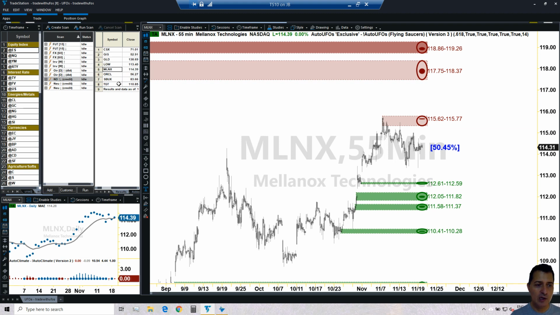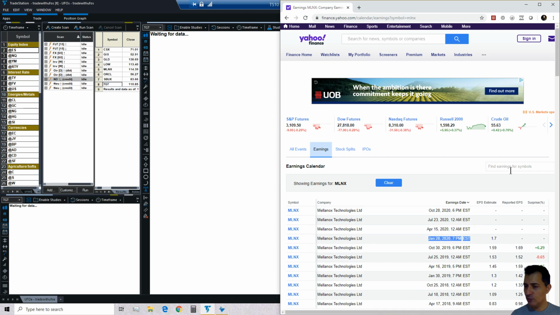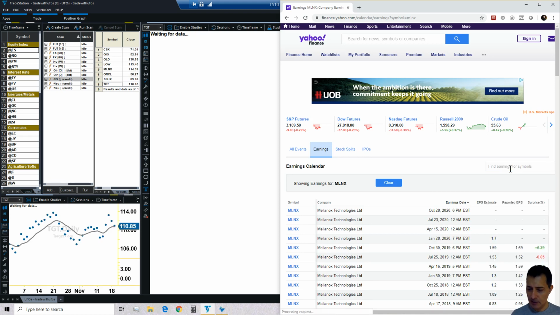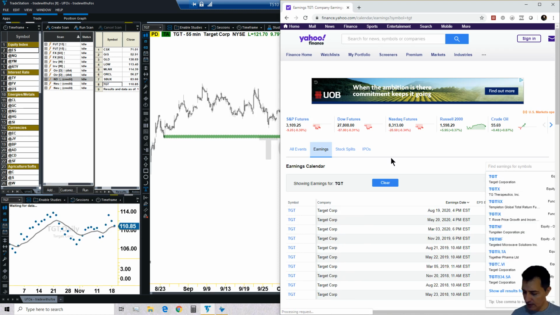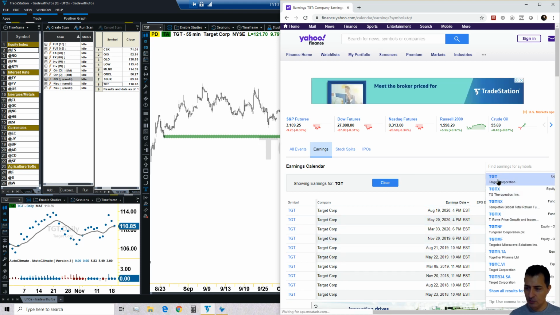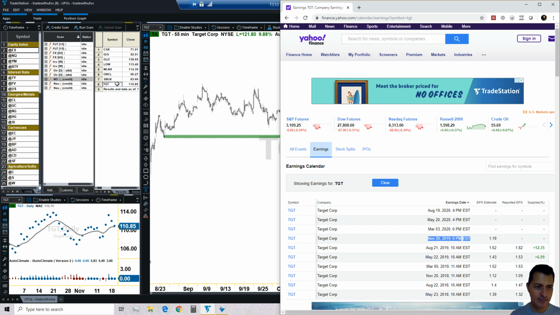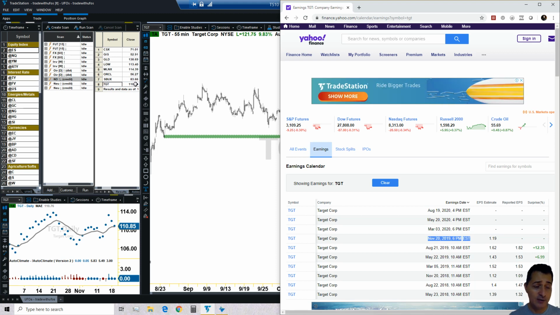So we're gonna move now into Target, TGT, and see if Target could be a good candidate. Okay, loading TGT. So with TGT, oh, wait a minute. I believe earnings on Target happened today as well. So Target November 20 will not be a valid pick either. Okay, good. So we went from top to bottom looking at the stocks that were above $100 a share.